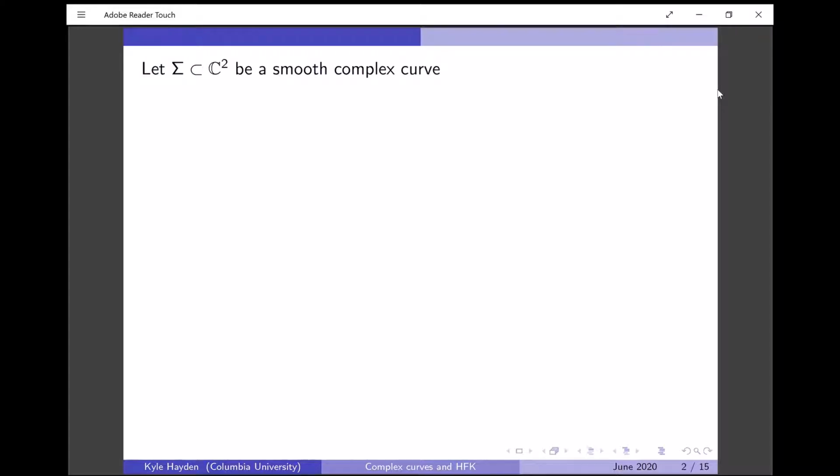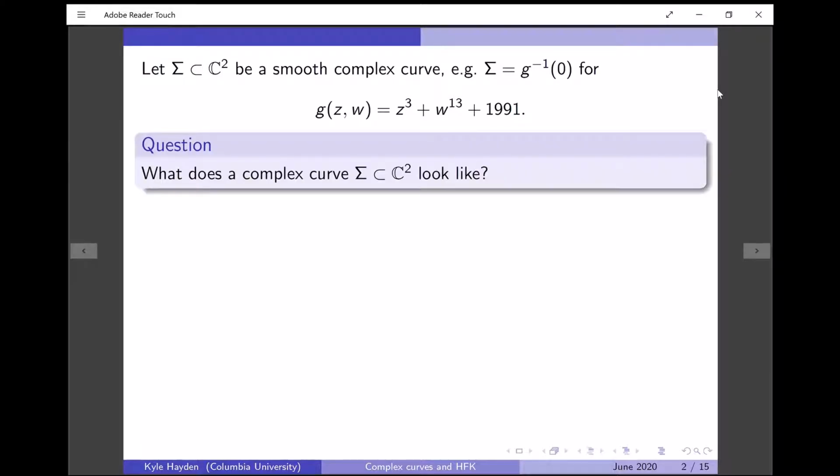But to be concrete, we could do something like choose a polynomial in two variables and look at its zero set. And in this case, we have this particular polynomial that has nothing to do with my birthday, and its zero set is going to be a smooth complex curve. The question we're going to want to focus on is, what does this complex curve look like? In particular, I'm going to take a three-dimensional perspective on this and think about what it looks like from the perspective of knots in S3 if we intersect this curve with some round three-sphere in C2.